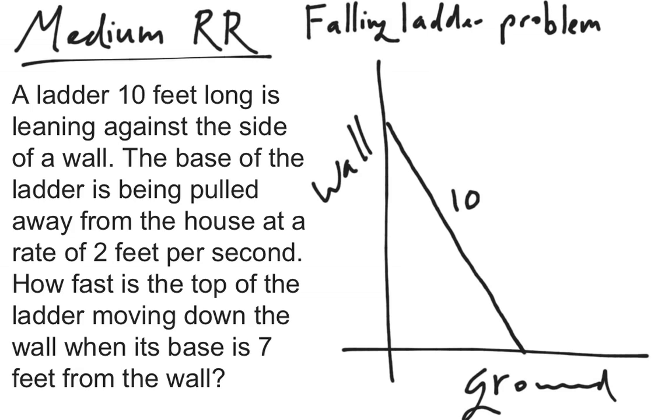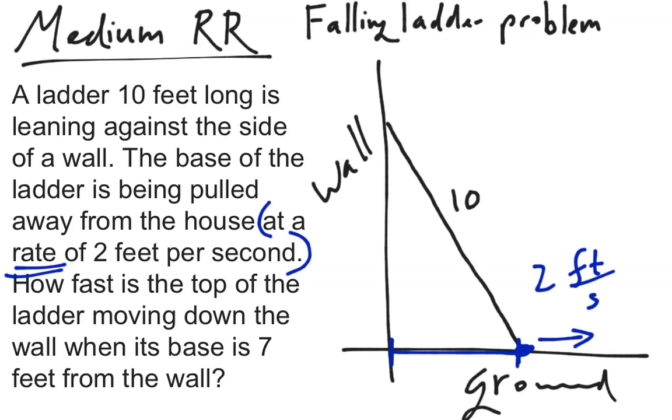Now, when you read related rates problems, you'll get a sense for the phrases and the vocabulary that they're using. One phrase here is that the base of the ladder is being pulled away from the house, at a rate, that's a key word, of 2 feet per second. That means that this end in blue is being pulled this way at a rate of 2 feet per second. Rate is like slope, and when I say slope, you think derivative. Great. So that means that this length is changing at a rate of 2 feet per second.